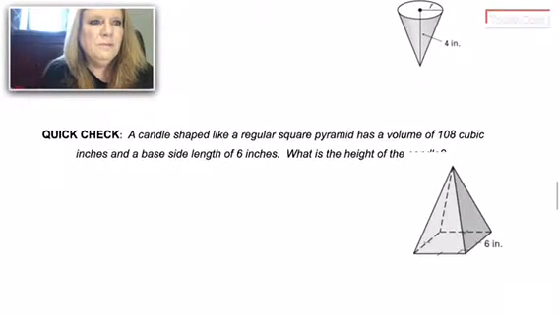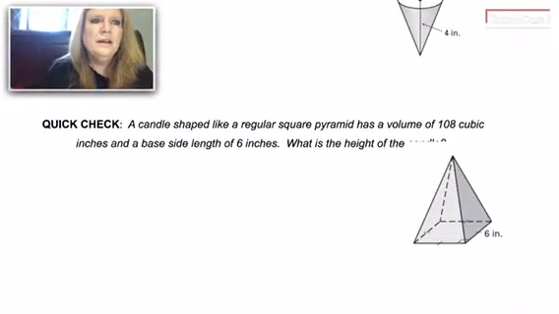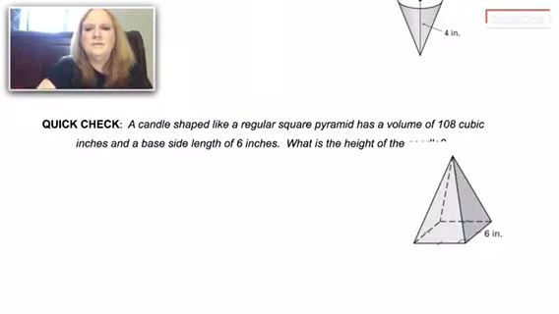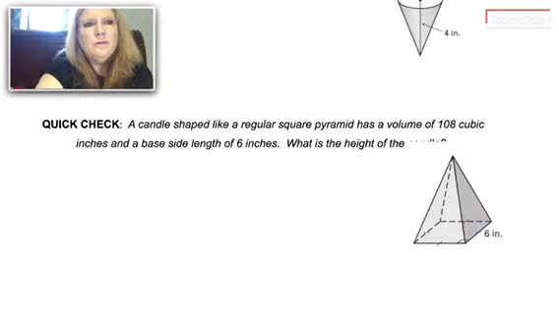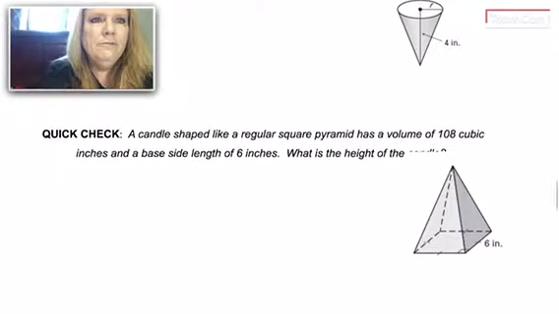Now I would ask you to please pause this for a moment and see if you can set this up yourself. A candle shaped like a regular square pyramid has a volume of 108 cubic inches and a base side length of 6 inches. What is the height of the pyramid? Okay, so pause for a second. Okay, so we've got the same formula here.